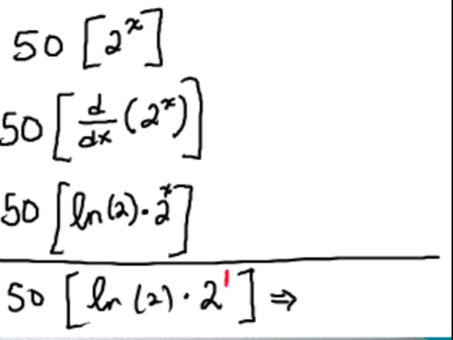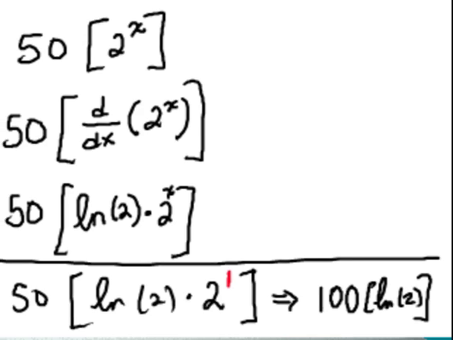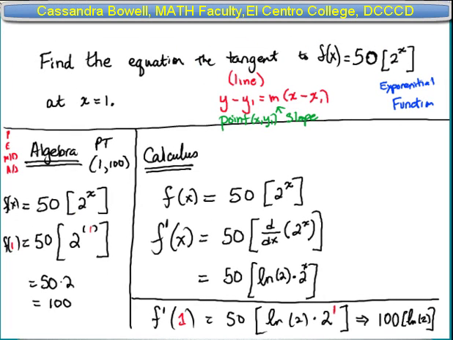100. Now, why can I do that? Because this is multiplication. It's 50 times natural log of 2 times 2 to the first. And multiplication has that feature of being commutative, meaning it can change order. And I can write this as 100 times the natural log of 2. If I don't want a decimal, I can leave it as 100 times the natural log of 2. It's a number. That's still my slope. Okay? So I don't have to get a decimal. And most of the time we don't want to, not unless it says something about getting a decimal approximation.